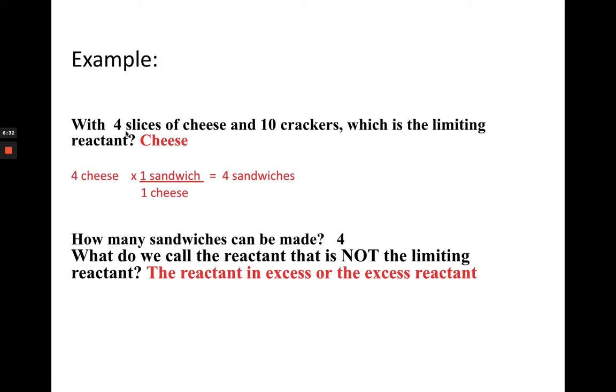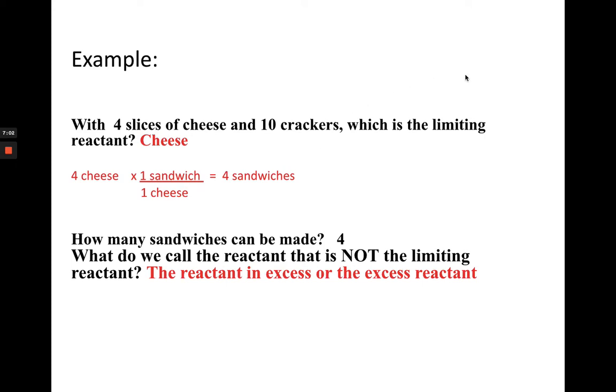Okay, so with 4 slices of cheese and 10 crackers, what's the limiting reactant? Cheese, because at 4 sandwiches, I run out. How many sandwiches can I make? 4. The crackers are called the reactant in excess, or the excess reactant. And we would still have 2 crackers left over after we made our 4 sandwiches, right? We'd have to just eat them plain with no cheese in between, or just put them back on the shelf until we got more cheese to make cheese cracker sandwiches.